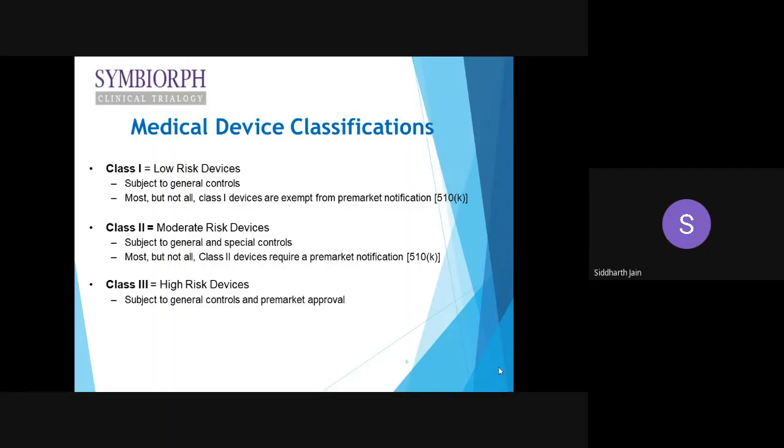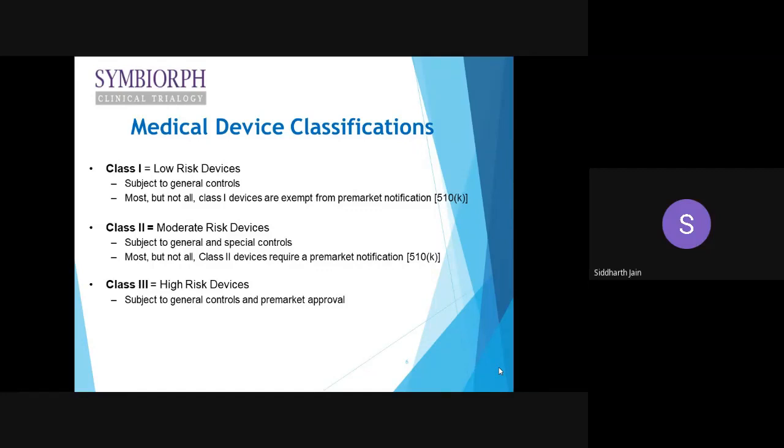It means that if your product is a class 1, most of the class 1 products are 510k exempted. It means that you don't have to follow the entire route of 510k document preparation, submission and applications. For the 510k exempted product, the process of getting the US FDA clearance is much faster. You can get it within a time frame of maximum 15 to 20 days. You can get the class 1 US FDA approval from the government of USA.